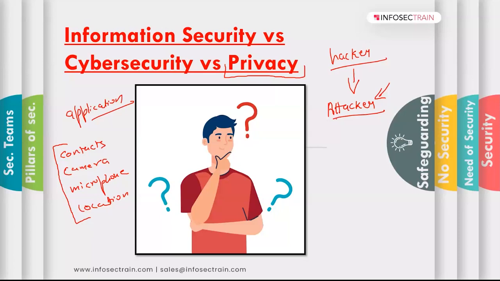Now from the window, people can see inside, right? So for that you have curtains. So curtains are maintaining your privacy, right? So that is the difference between security and privacy, right? Privacy is harder to define because we have personally identifiable information included in that.